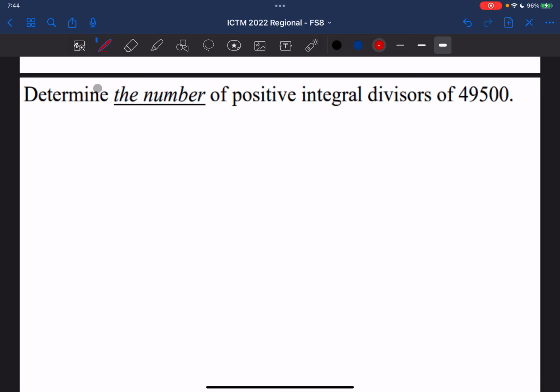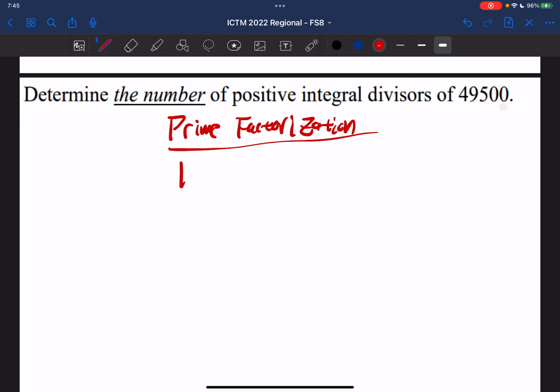In this problem, we want to determine the number of possible integral divisors of this number, 49,500. So in order to do this, what we need first is the prime factorization. First we need to, let's see, we've got two zeros here, so we can peel that off. So we got 100 times 495. Now 100 is 10 squared.